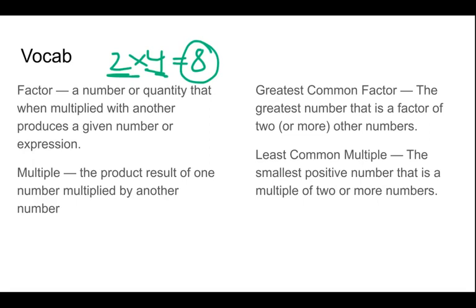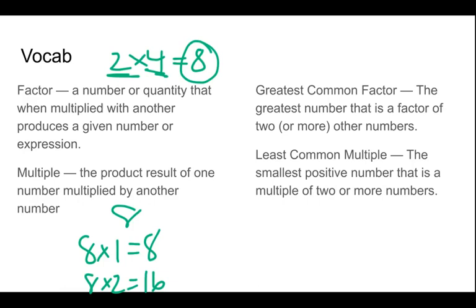Multiple is the product of one number multiplied by another number. For example, when I'm looking at multiples of 8, I'm looking at 8 times 1, which is 8, 8 times 2, which is 16, and I could keep going. Those are multiples of 8.